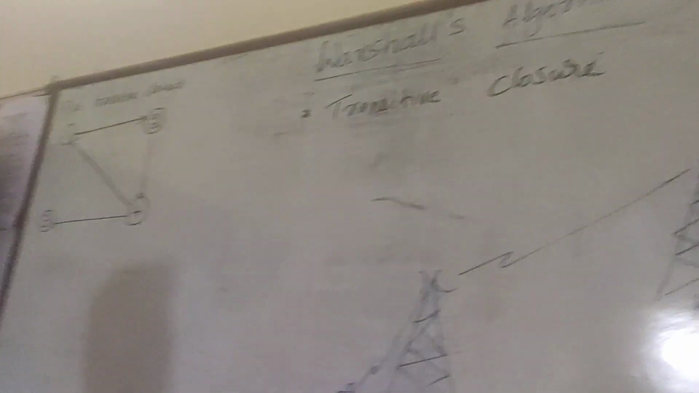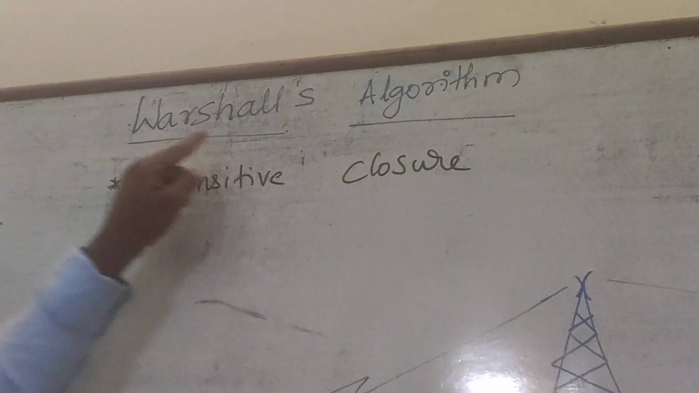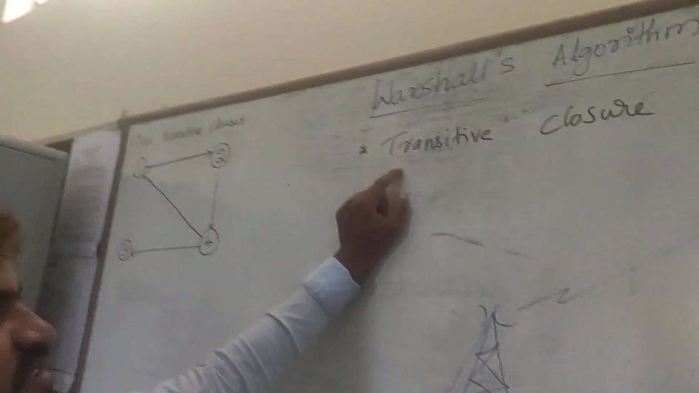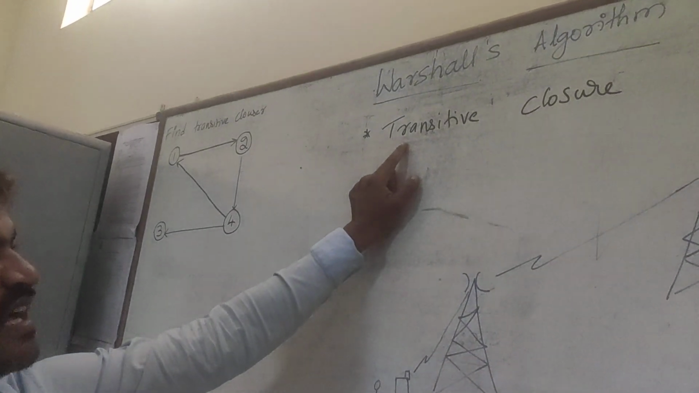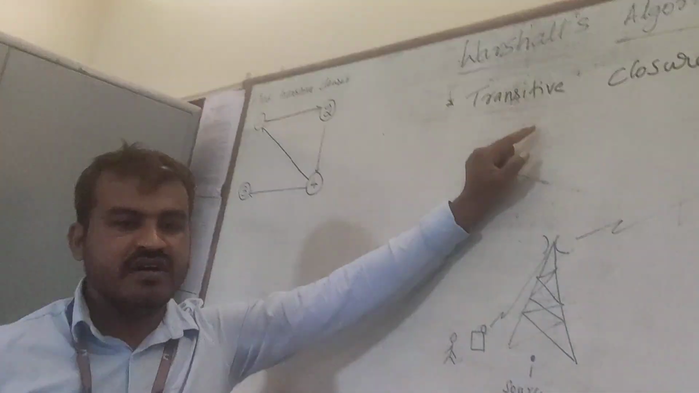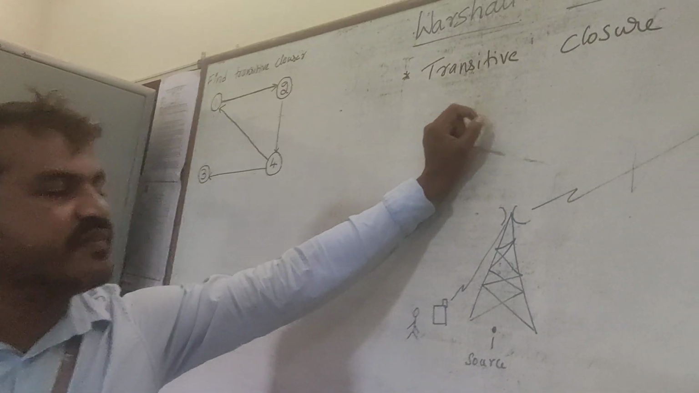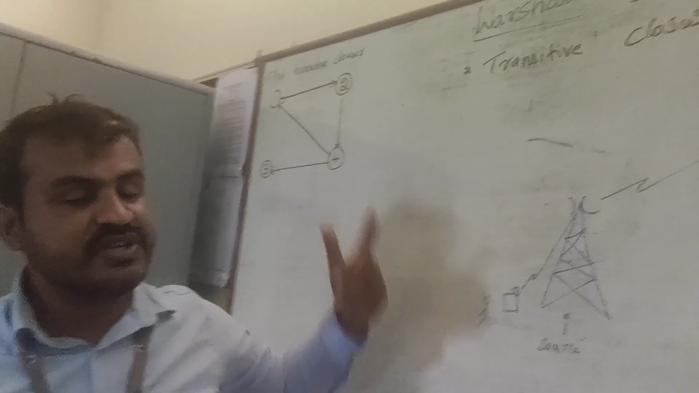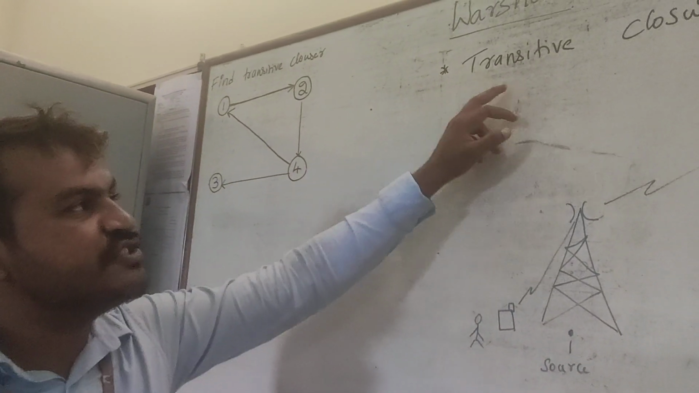Today's topic is the Warshall algorithm, the Warshall algorithm for transitive closure. We already know transitivity from discrete mathematics. What people study there is reflexive, symmetric, and transitive relations. The concept I'm going to use here is the transitive closure.